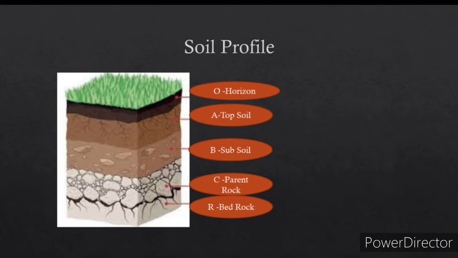Now below the subsoil, the next is the parent rock. It is made up of small lumps of rock, you can see in this picture. It too collects rainwater. Then last is the bedrock. It is the lowermost layer, and the properties of this rock determine the composition of the soil.